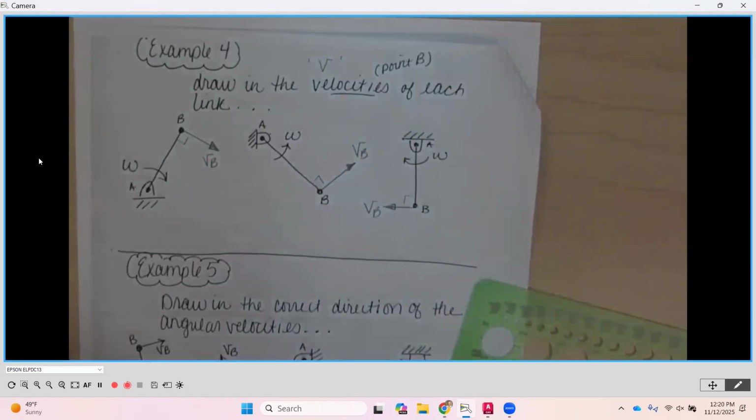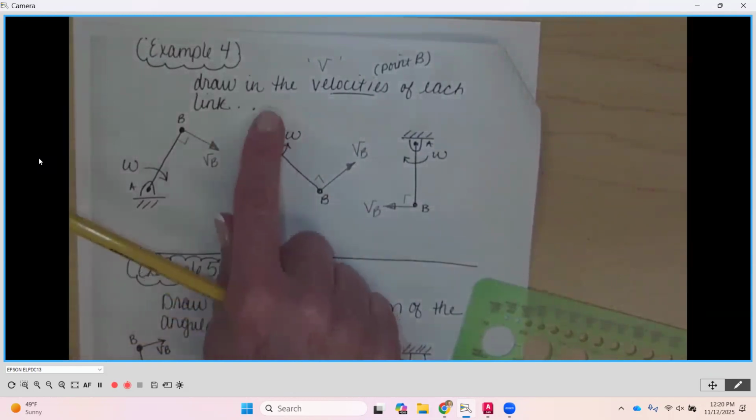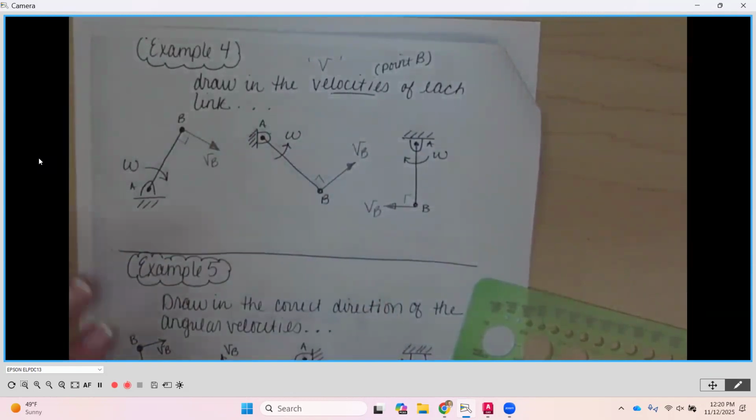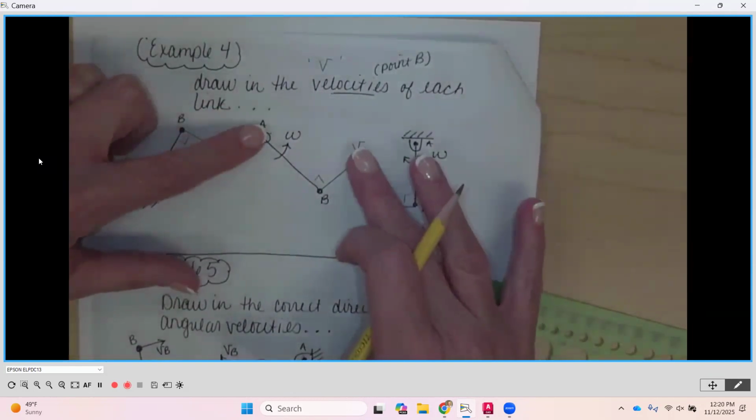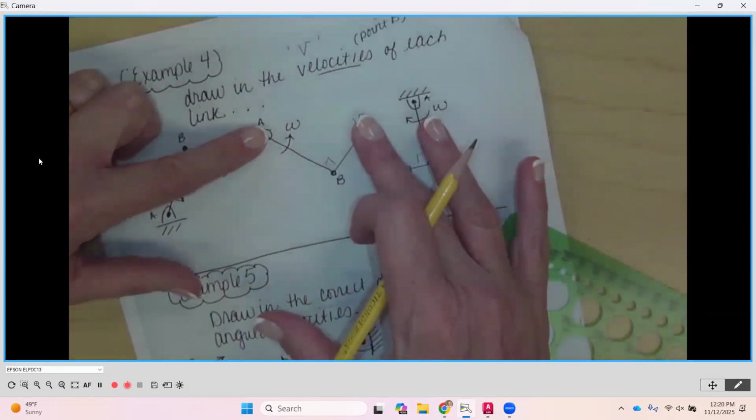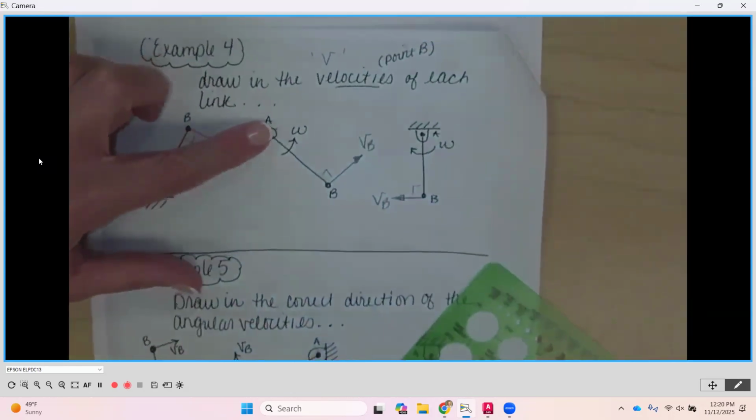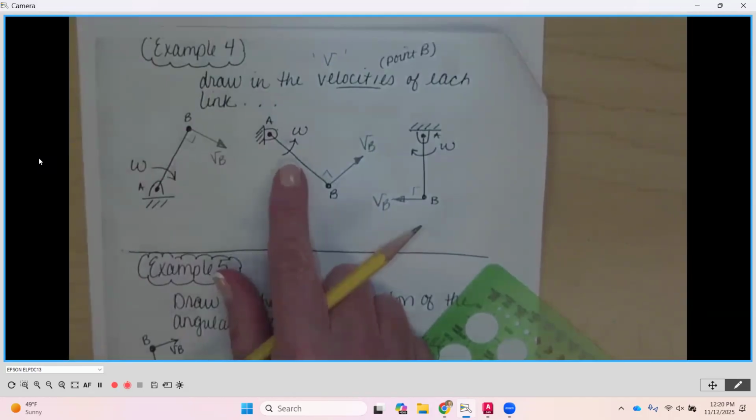So you should see the middle one, VB, going up and to the right. Its angular velocity is going in a counterclockwise direction. So if I put my finger on A and I pull in the direction of the velocity of B, it is consistent with the direction that this is going to rotate, right?